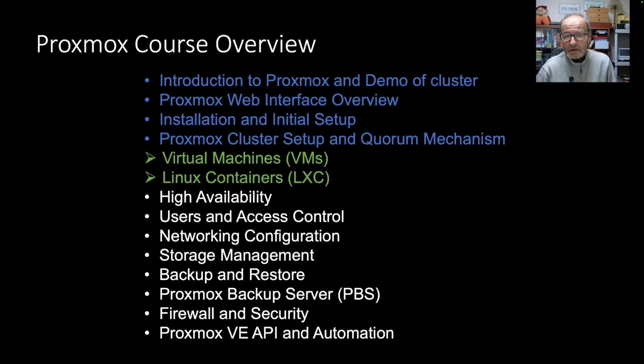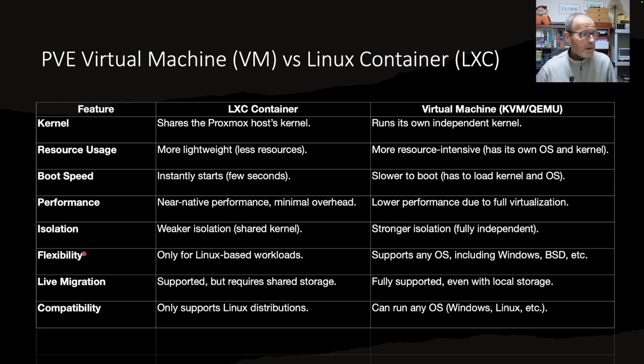And we also discussed briefly the quorum mechanism, but when we come to do HA, high availability, which is in fact going to be the next topic after this, then we will revisit quorum. So it's all exciting stuff. So today we're going to look at virtual machines and Linux containers. First of all, I thought a brief overview of Linux containers and virtual machines and what the differences are and why you would choose one over the other.